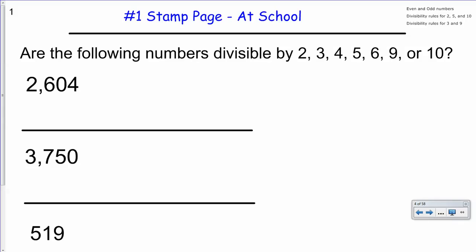Tomorrow in class, we will start out with doing the stamp page at school. So you don't need to do this page as it says. We will start off class with doing this at school.